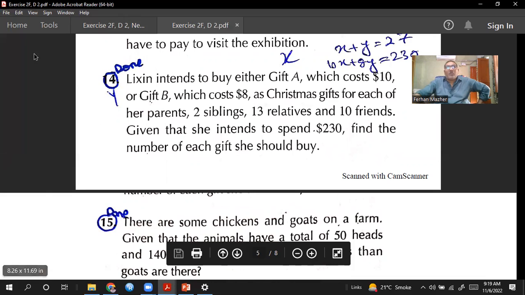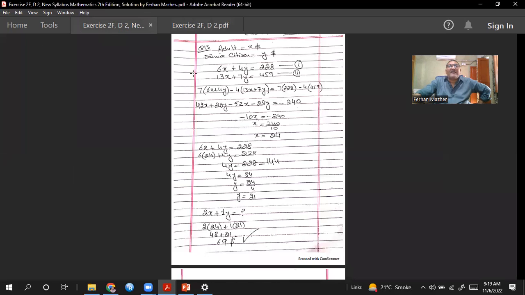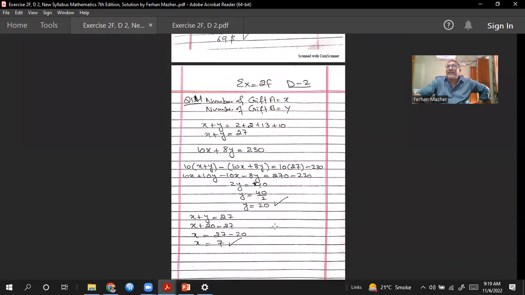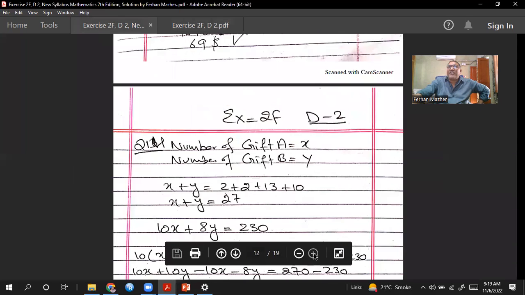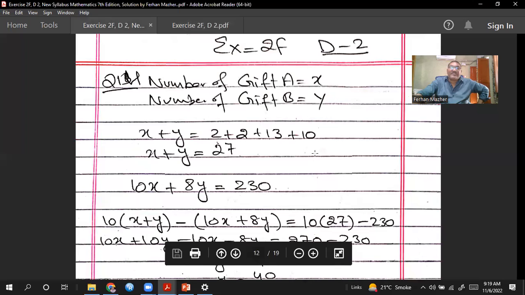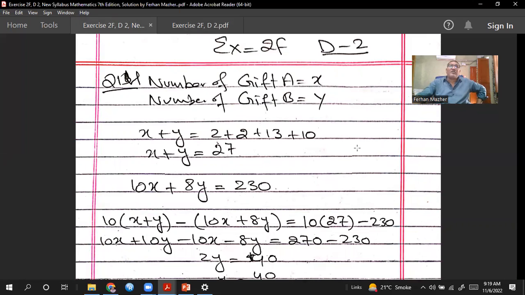Okay. So let the number of gift A be x, the number of gift B be y, and then we will start the solution. This is the first consideration which I'm going to make. So the total gifts she has to buy: there are 2 parents, 2 siblings, 13 relatives, and 10 friends. So you will have 2 plus 2 plus 13 plus 10, so 27 gifts. So x plus y is 27. That is my first equation.